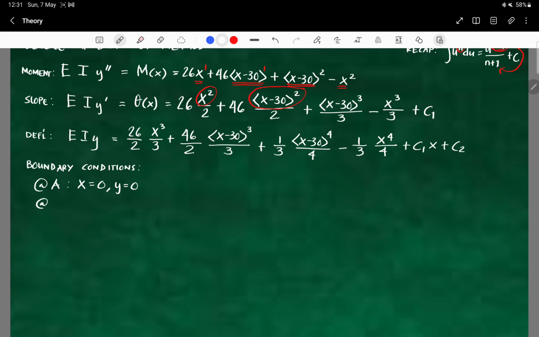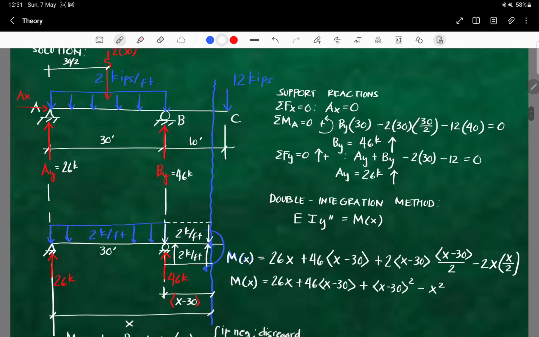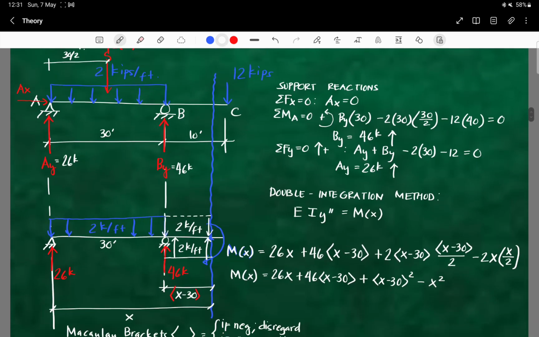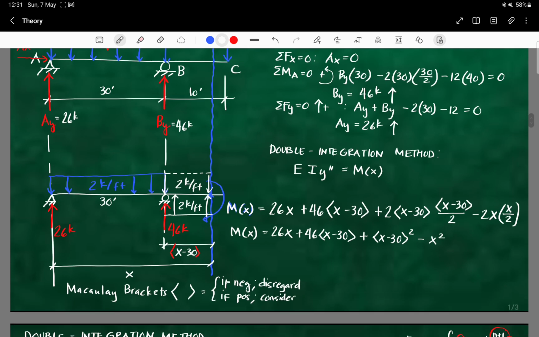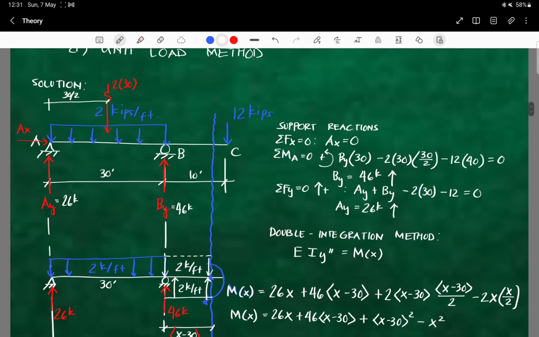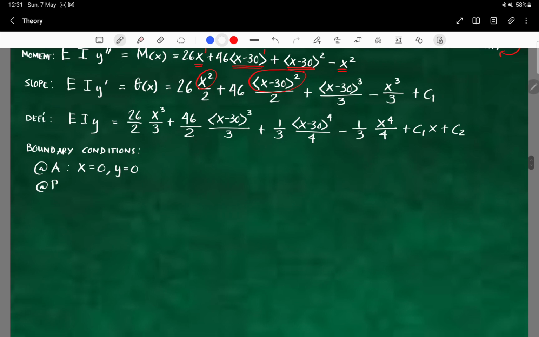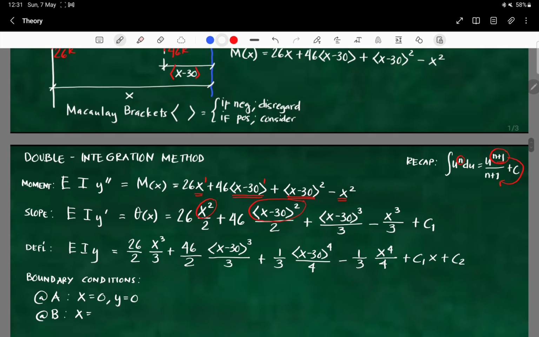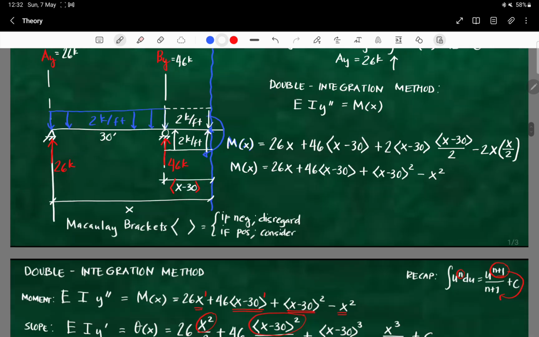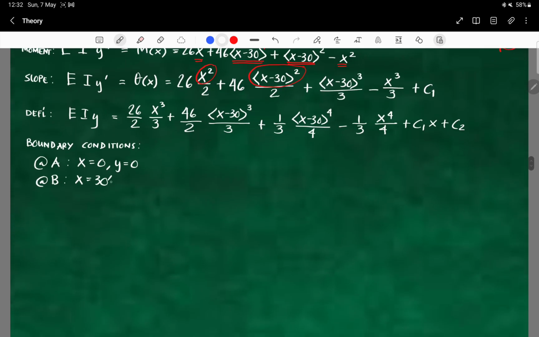And then, yung point B naman, so, wala pa rin tong settlement. So, meaning, pag mag-deflect yung beam, 0 yan sa point B. Okay? So, at point B, so may x yan na 30 feet from A. So, this is 30 feet. And then, yung deflection niya is 0. So, substitute natin ito dito sa equation natin sa deflection. So, we have EI, yung y 0.